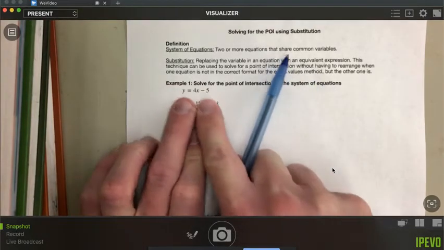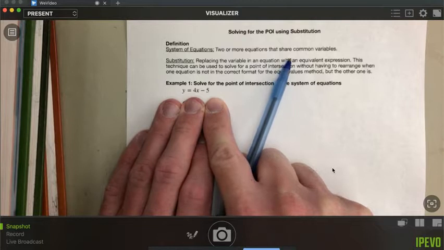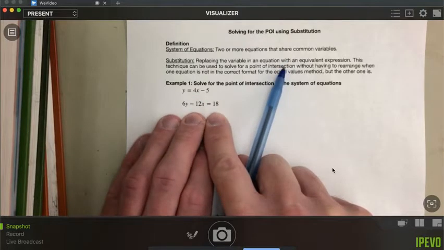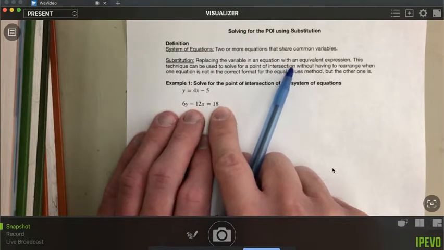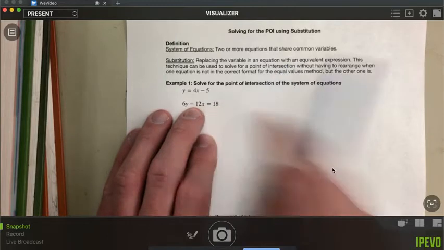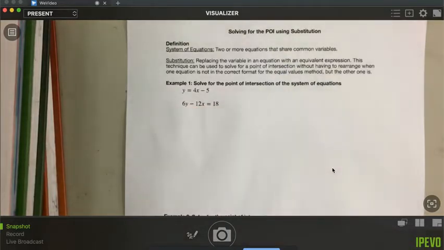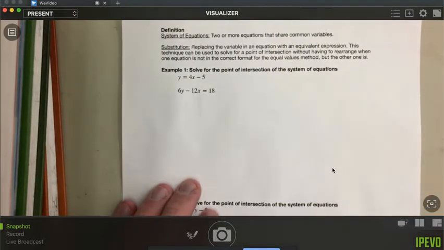So in example 1, notice how this one's already in y equals mx plus b format. And so we might think, oh, let's use the equal values method. But this one is not. It's not y equals, it's not x equals. So we can't use our equal values method unless we were to rearrange this bottom one. But the nice thing is that rather than having to rearrange, substitution allows us to avoid that step altogether. So let's take a look at how that works.